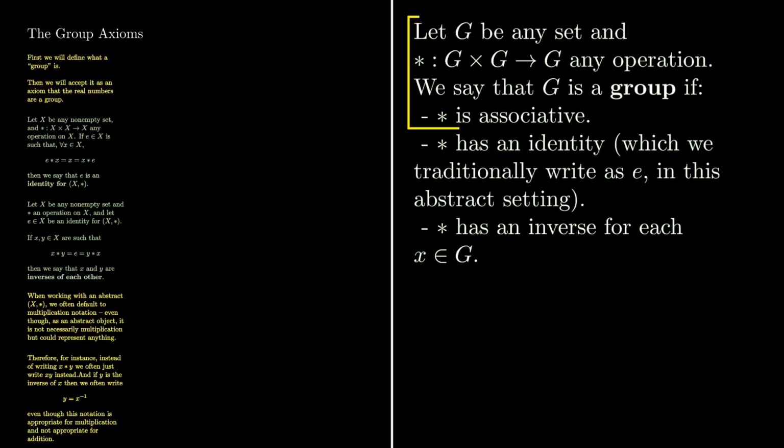The star operation must be associative, and I'm assuming that the viewer knows what that means from a previous course in discrete mathematics. The operation must have an identity element as we defined it earlier. Again, when being abstract, we write it as e. And the operation must have an inverse for every element of G. So if you take any x in G, there must exist some other element also in G such that when you put them together in the operation, you get the identity. And there you have it. When any set and operation satisfy these conditions, we call it a group.